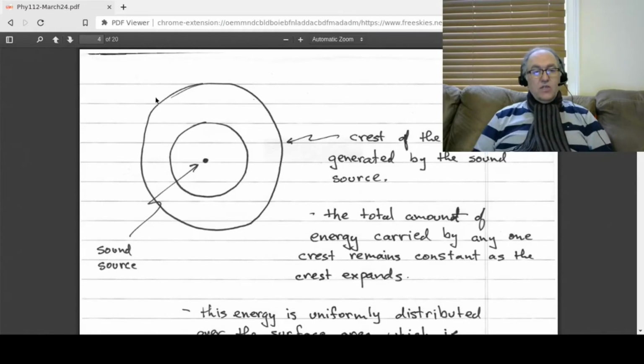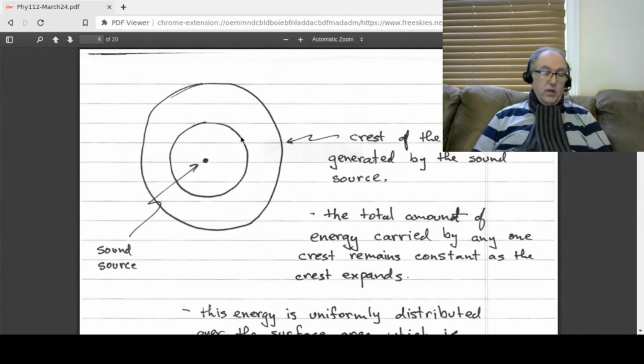Okay, so this sphere that you're seeing here, of course I can only draw a circle because this is 2D, but you have to picture it as kind of a sphere. This crest of the wave is basically generated by the sound source, and it's a sphere. Okay, the total amount of energy on each one of these spheres is the same.